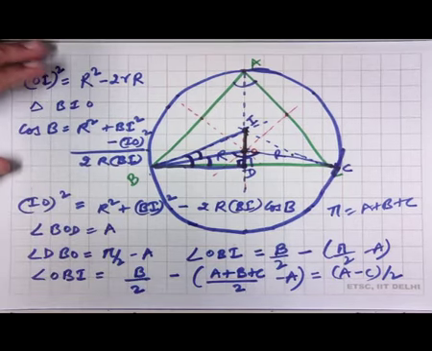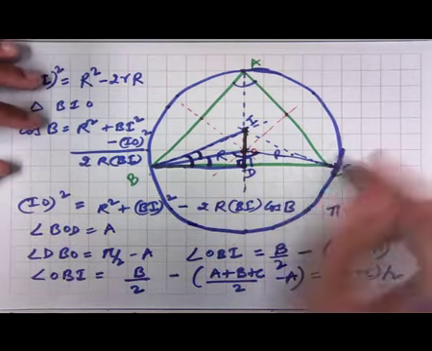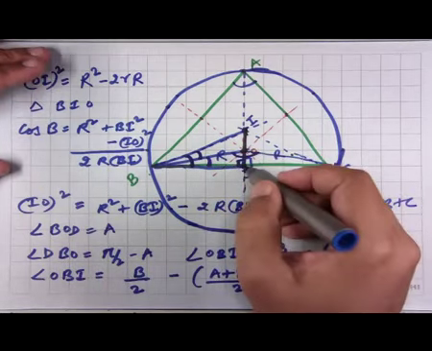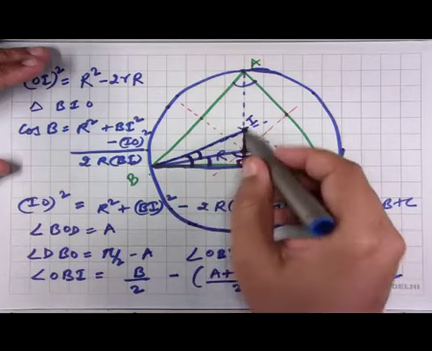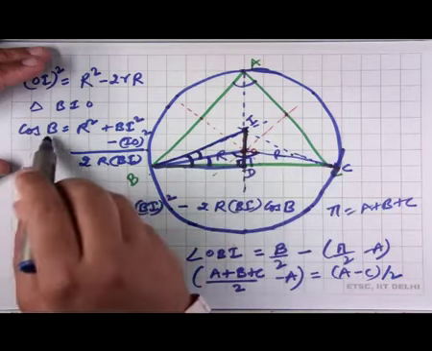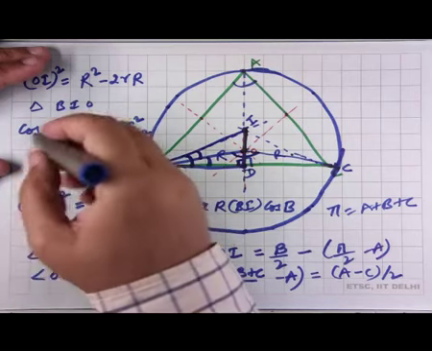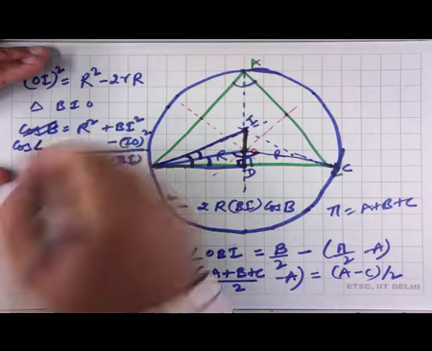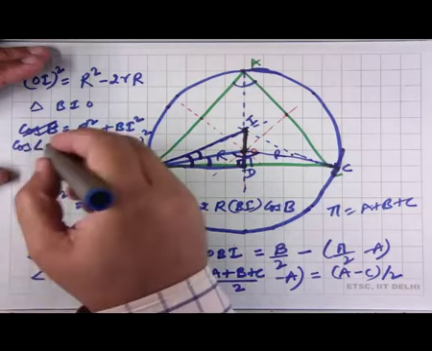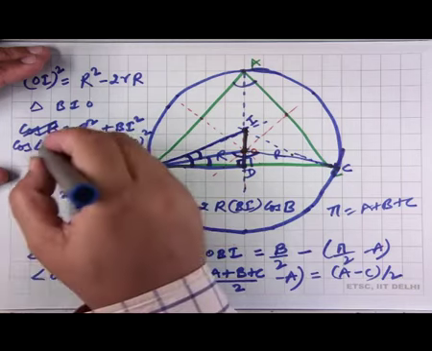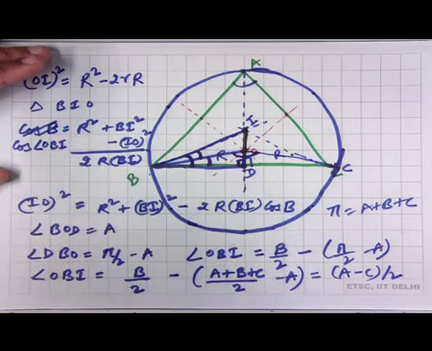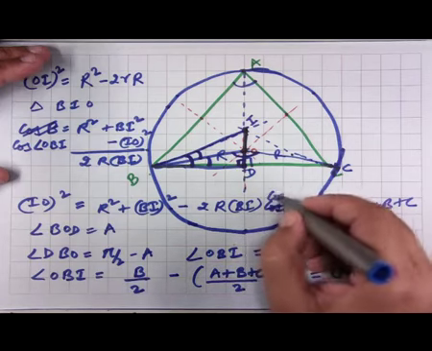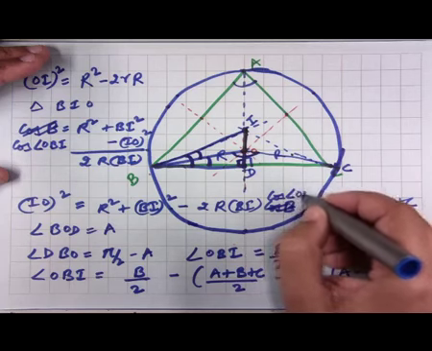There's a little correction here: when we were talking of the triangle BIO, it won't be cos of B here, it will be cos of angle OBI, and therefore, here also we have cos of angle OBI.